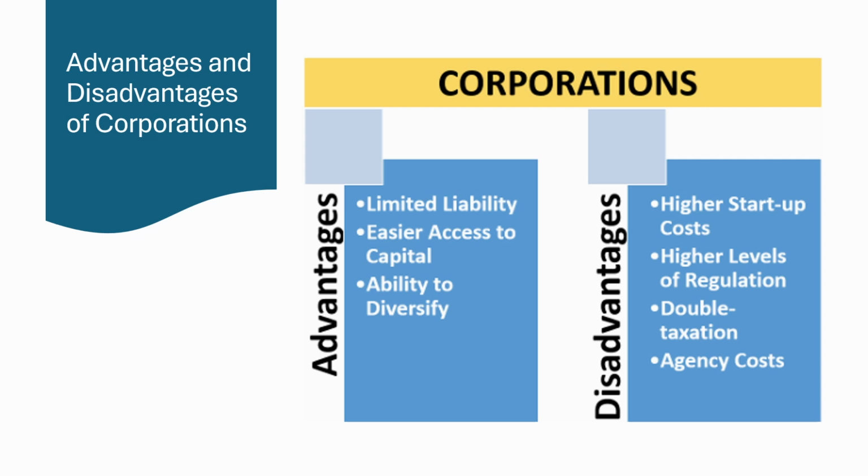Disadvantages of corporations include higher startup costs and higher levels of regulation. Because there is a separation between the owners and the business, there are higher regulatory costs associated with keeping owners informed about business operations. Publicly traded corporations must follow the Securities and Exchange Commission, or SEC, guidelines pertaining to registration and reporting, such as audited annual and quarterly reports that are costly.